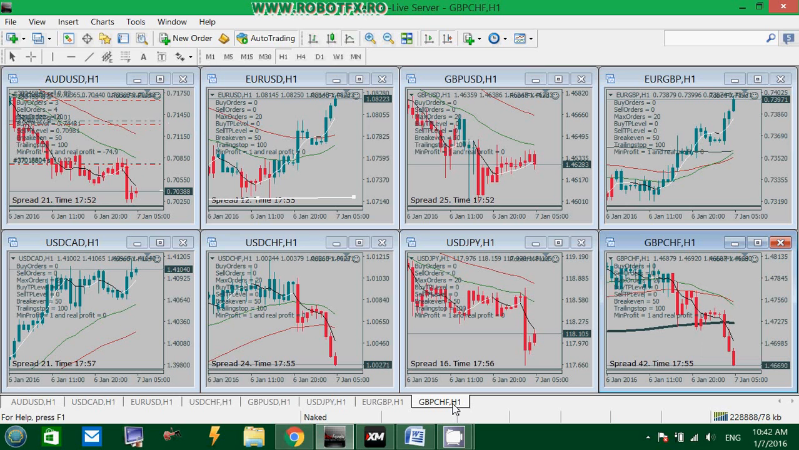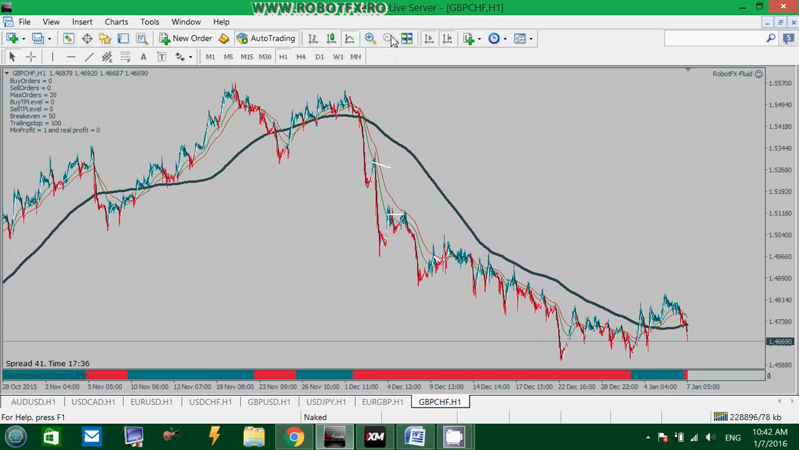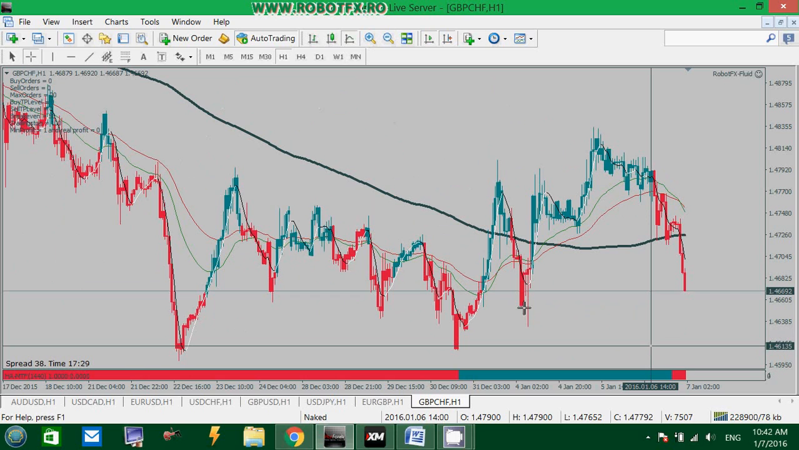Let's start with the last one. So now it's morning. I just woke up and I'm checking the charts. Should I set the Expert Advisor to buy or to sell? On the pound Swiss chart, I really don't know. We had a nice downtrend before in December.